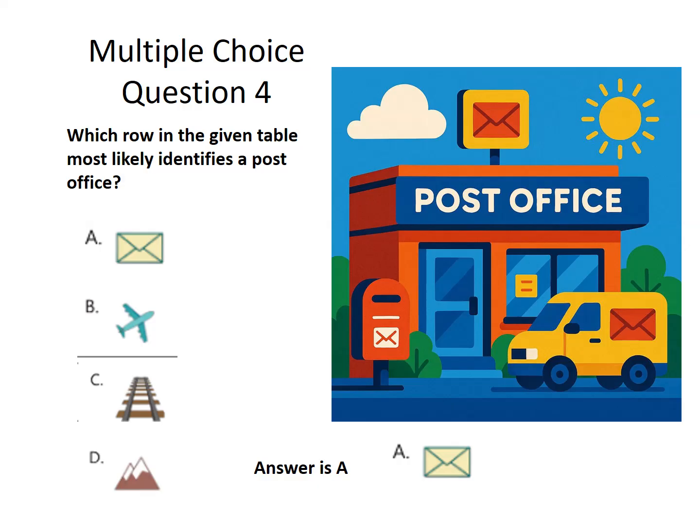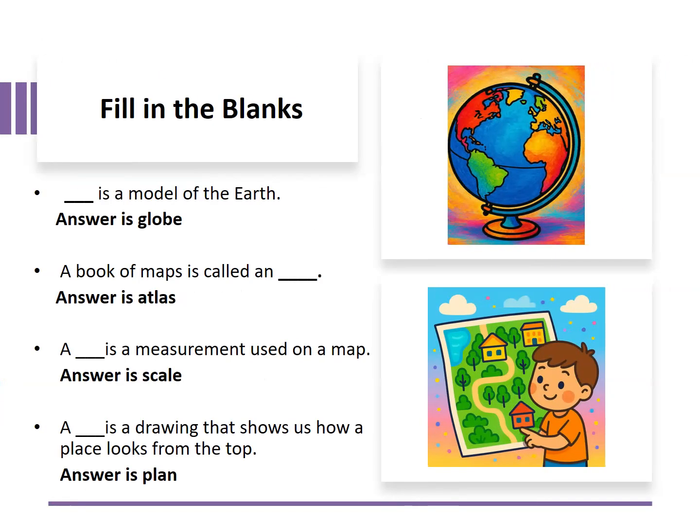Here's another question. Which row in the given table most likely identifies a post office? The correct answer is row A. Let's try some fill in the blanks.